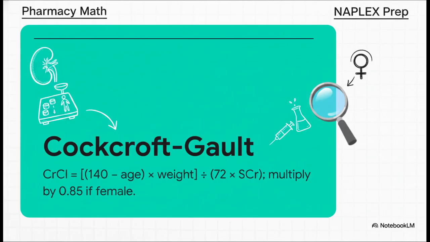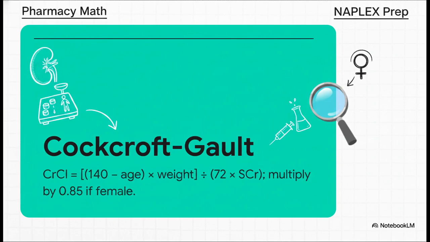The Cockcroft-Gault formula is your absolute gold standard here. It's 140 minus the patient's age, multiplied by their weight in kilograms, all divided by 72 times their serum creatinine. And do not forget that vital multiplier at the end. You must multiply by 0.85 if the patient is female. But honestly, doing the arithmetic isn't the trickiest part of this formula.